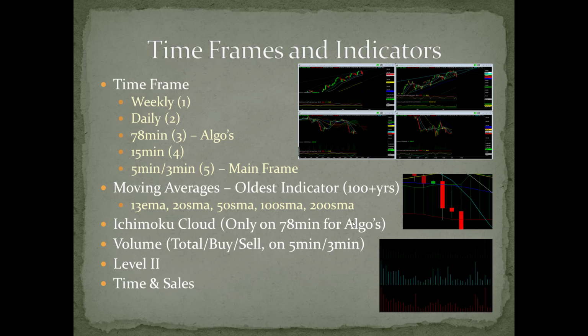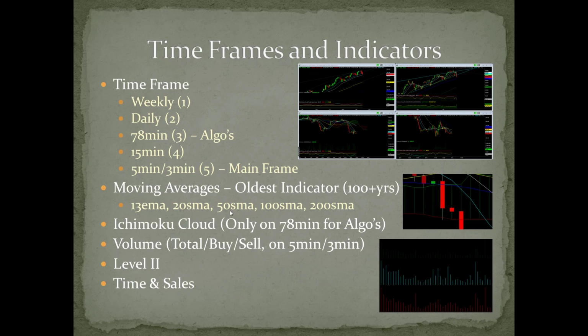The moving averages that I use are the 13 EMA, which is very heavily used by day traders, as well as institutional day traders, and also algorithms. And then the next are the 20 SMA, 50 SMA, 100 SMA, and 200 SMA. These four are the go-to prime moving averages in the stock market. Everybody knows about the 20, 50, 100, and 200. You can ask any trader out there, and they've heard of these.